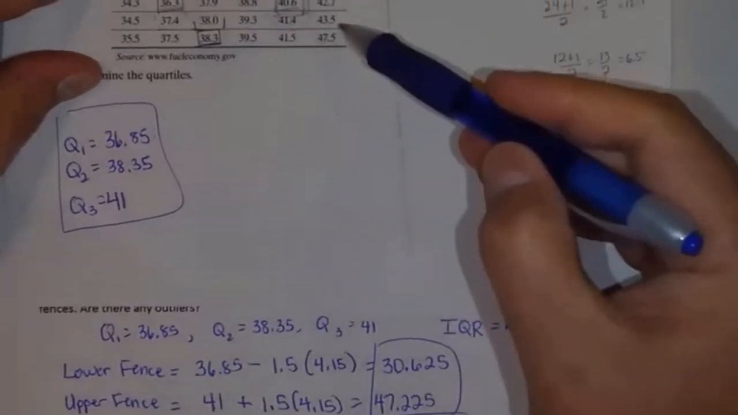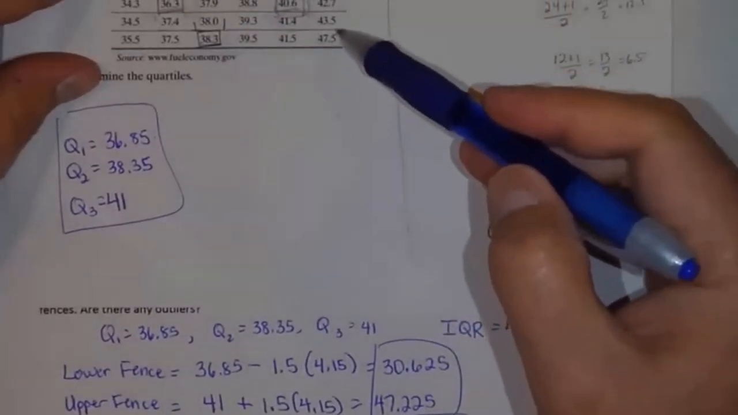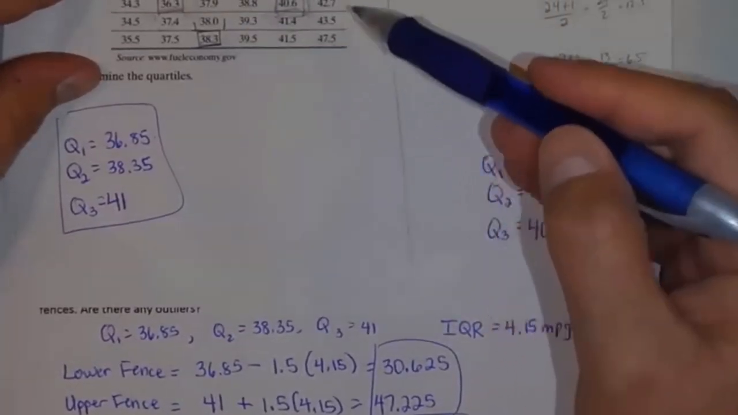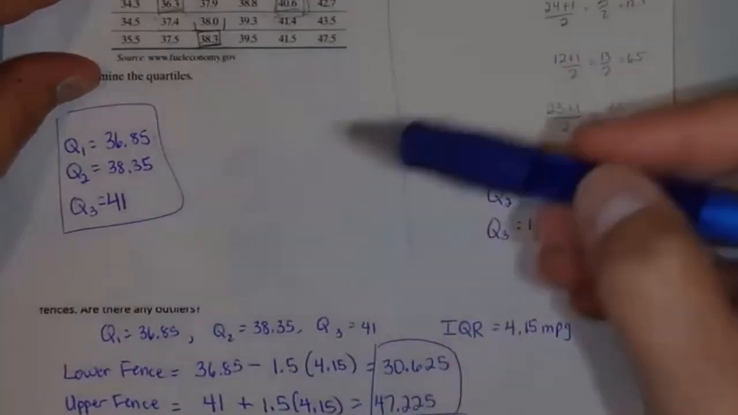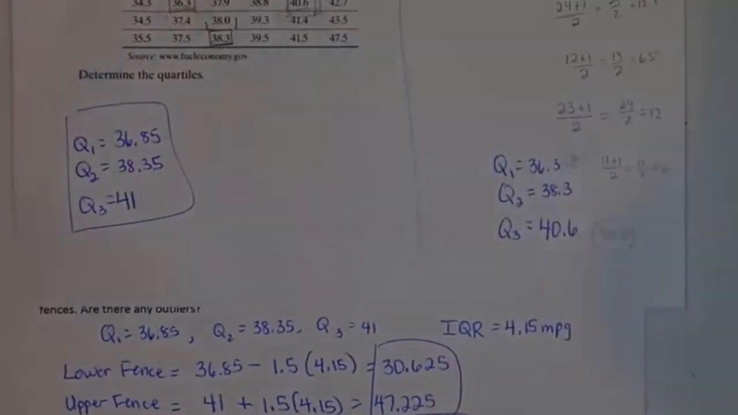It is possible to have more than one outlier. So you could have a couple of values that are above the upper fence or below the lower fence. You could have outliers on both ends. You could have lower outliers and upper outliers both. You could have multiple outliers on either end.